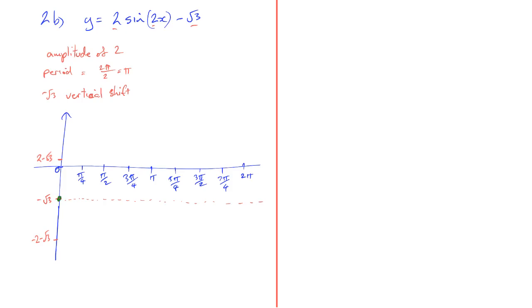The sine starts at the middle, it goes up, back to the middle, down, up to the middle, up to the top, down to the middle, down to the bottom, up to the middle. And once I've put in those points, I'm then sketching a curve to show 2 sine 2x minus root 3. So there's an example you can follow. And the example, if you use the electronic textbook, is quite good as well.